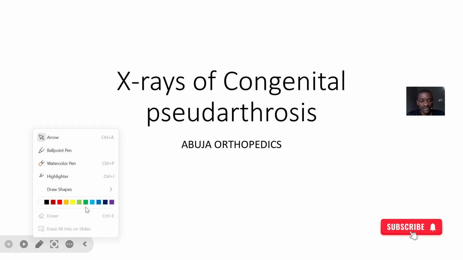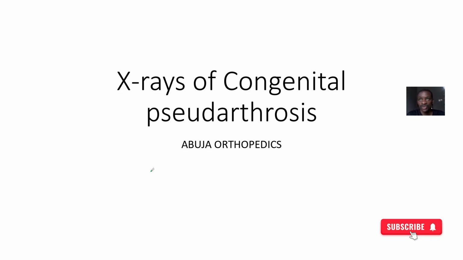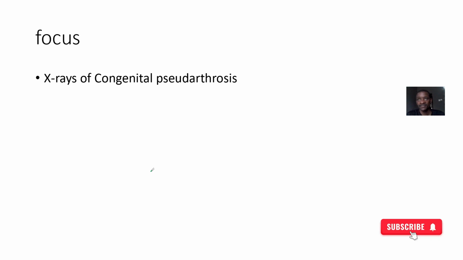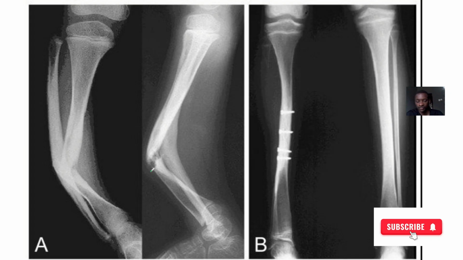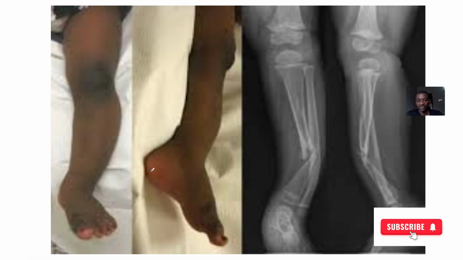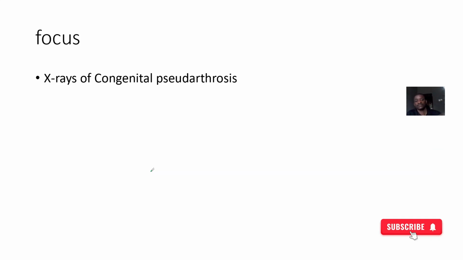We're moving to the next bone issue, which we are looking at how the x-rays will look like. And this is what is known as the congenital pseudarthrosis. Congenital pseudarthrosis. This is how the x-rays will look like. So we'll quickly try to describe it, talk about it and all of that.